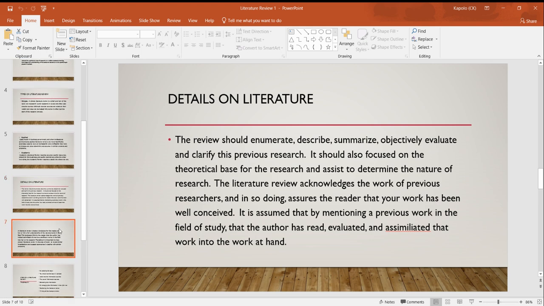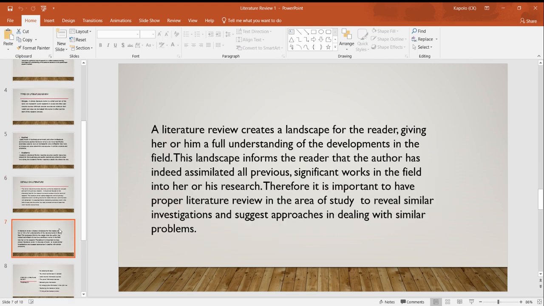Let me continue to the seventh slide, and it says that literature review creates a landscape for the reader, giving him or her a full understanding of developments in the field.